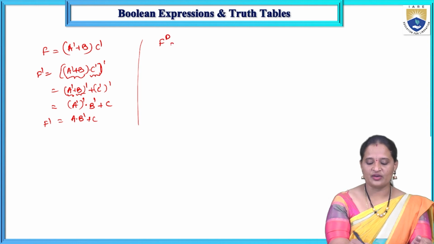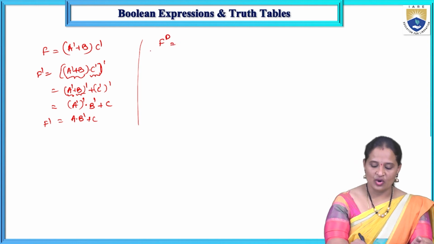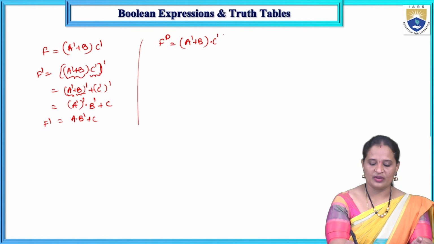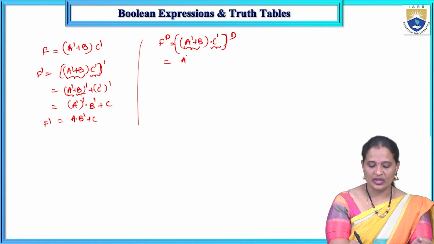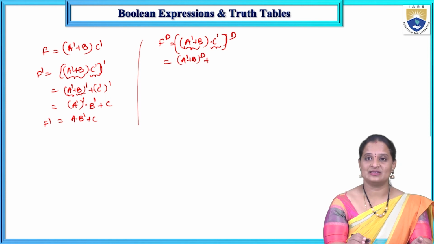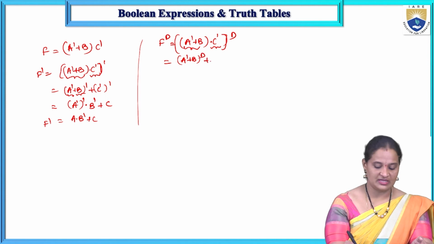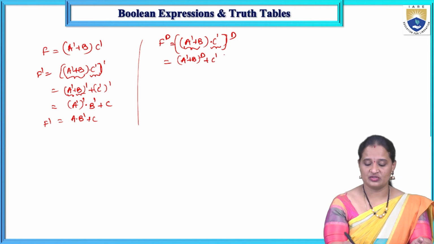Now I want to find out the dual of f. So I want to find out the dual of a complement plus b into c complement. I want to find out the dual. So this is one variable and this is one variable. Let us consider a complement plus b dual, plus, because we need to change plus to dot and dot to plus, but the variable will not be complemented. So that is why I am not complementing this variable.